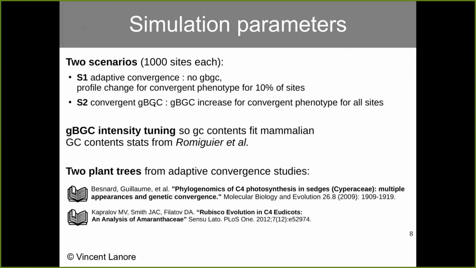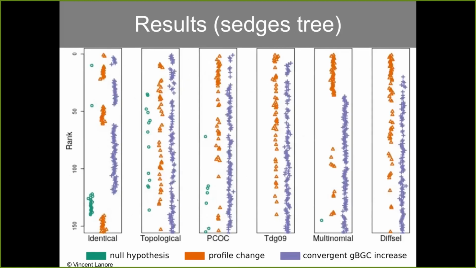And so the question is, are our detection methods going to be detecting those sites very often when we want them to detect the sites that have been simulated with adaptive convergence? We tried to tune the parameters to empirical data, and we used trees from the literature, again, to try to have something that is somewhat realistic. Here are the results that we obtained.